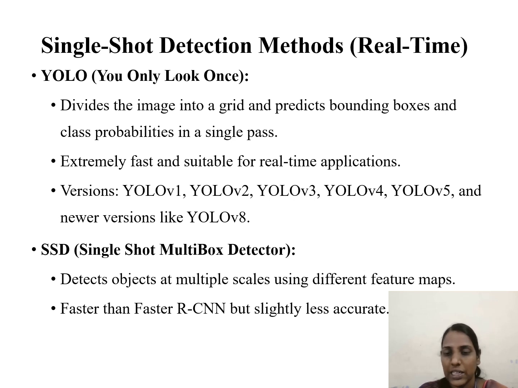In the upcoming slides, we will see in detail about YOLO and its architecture. There are many versions of YOLO. It starts with version 1 and now it has come to version 8. The next one is the single shot multi-box detector, SSD, which is the abbreviation. It detects objects with the help of multiple scales, using different feature maps. It is faster than Faster R-CNN, but the accuracy is lower.